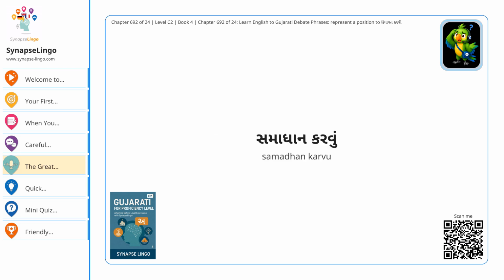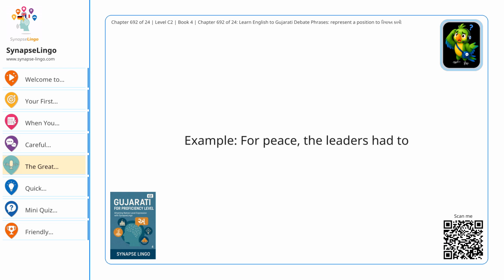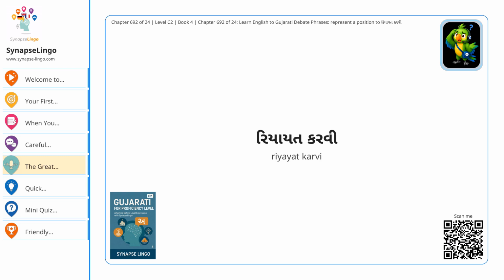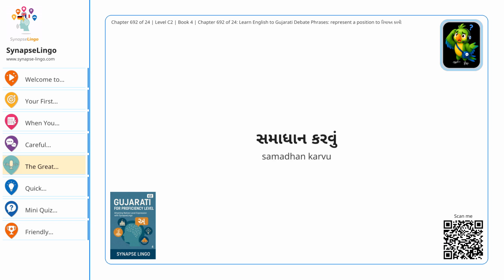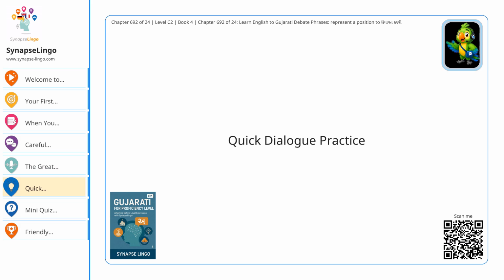Example. After a long discussion, both sides chose to સમાધાન કરવું. Example. At last, they managed to એક કરાર પર પહોંચવું. Example. For peace, the leaders had to રિયાયત કરવી. Picture two neighbors fighting over one mango tree branch. One wants sunlight, one wants shade. Finally they સમાધાન કરવું, રિયાયત કરવી a little, and એક કરાર પર પહોંચવું. The mango remains neutral.